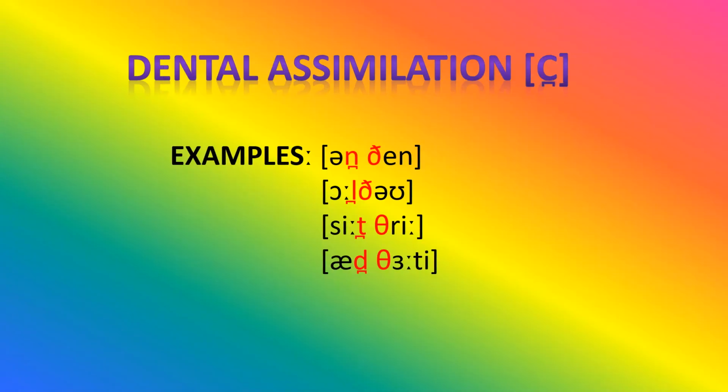Dental assimilation is represented by the diacritic, which is a little tooth drawn below the consonant, and it affects alveolar consonants when they are followed by dental fricatives. What we do is that the tongue does not articulate with the teeth ridge, but with the upper teeth, anticipating the production of the dental consonant that follows.